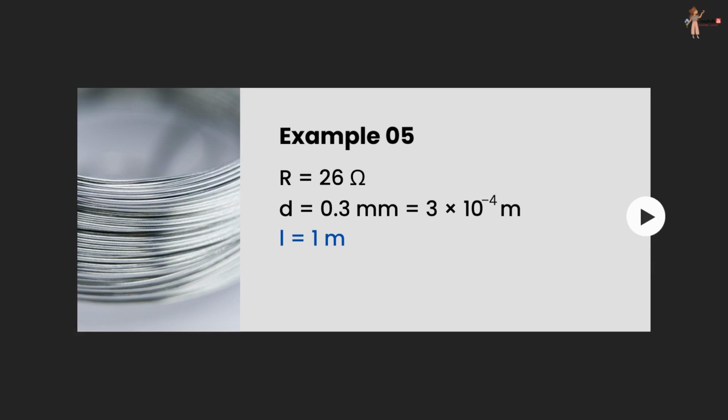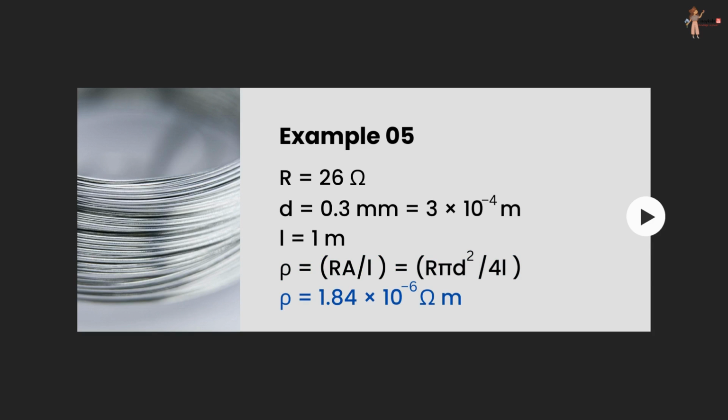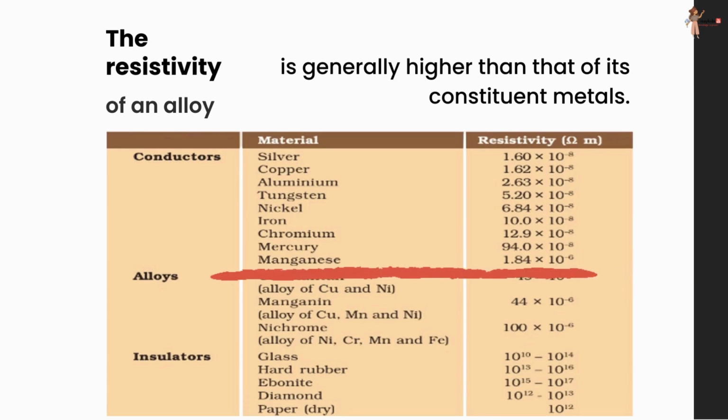Therefore, the resistivity of the given metallic wire is R into A upon L. Now, area would be pi r square, which means pi into d square by 4. Substitution of the values in this gives rho as 1.84 into 10 raised to the power minus 6 ohm meter. The resistivity of the metal at 20 degrees Celsius is 1.84 into 10 raised to the minus 6 ohm meter. Now, if we were to predict the material of the wire, from this table we see that this is the resistivity of manganese.